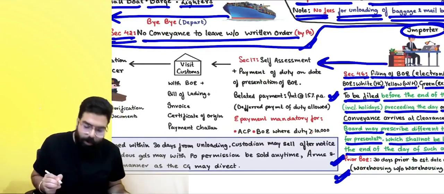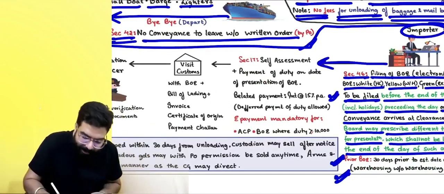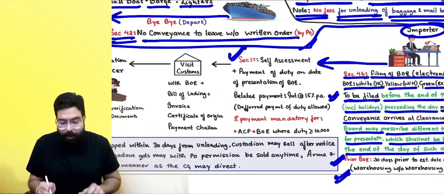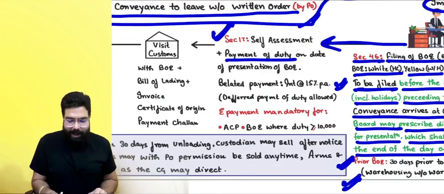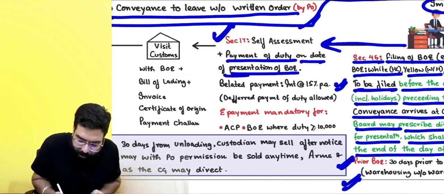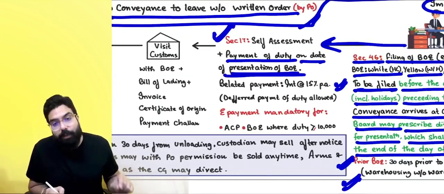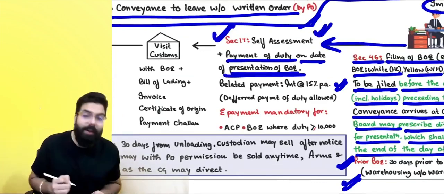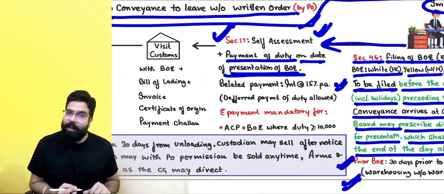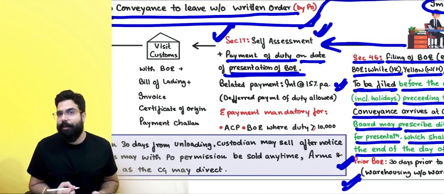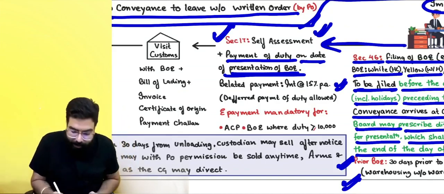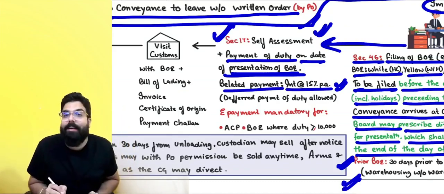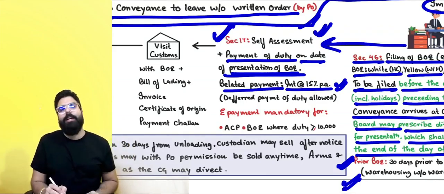Okay, the importer files the bill of entry. He does self-assessment and pays the duty. When is the duty to be paid? On the day you present the bill of entry, you have to pay the duty, on a self-assessment basis. Sir, if I don't pay the duty on the date of presentation of the bill of entry, belated payment will attract interest at the rate of 28%.